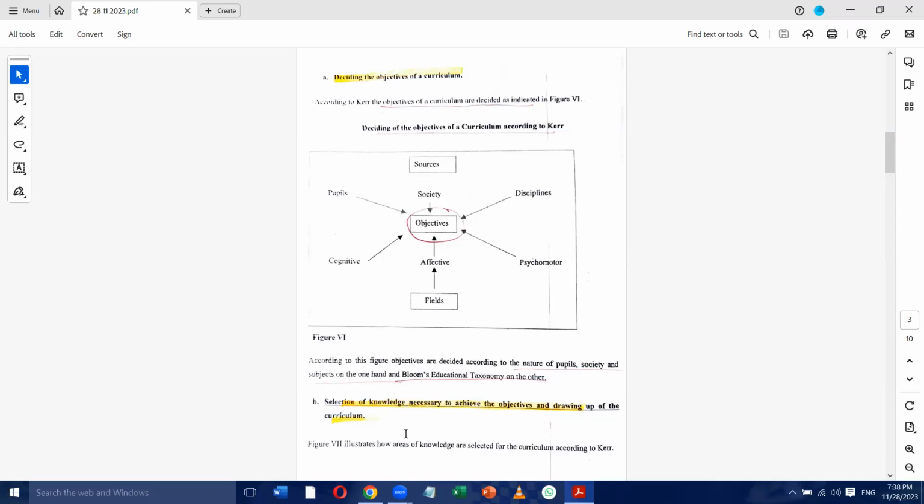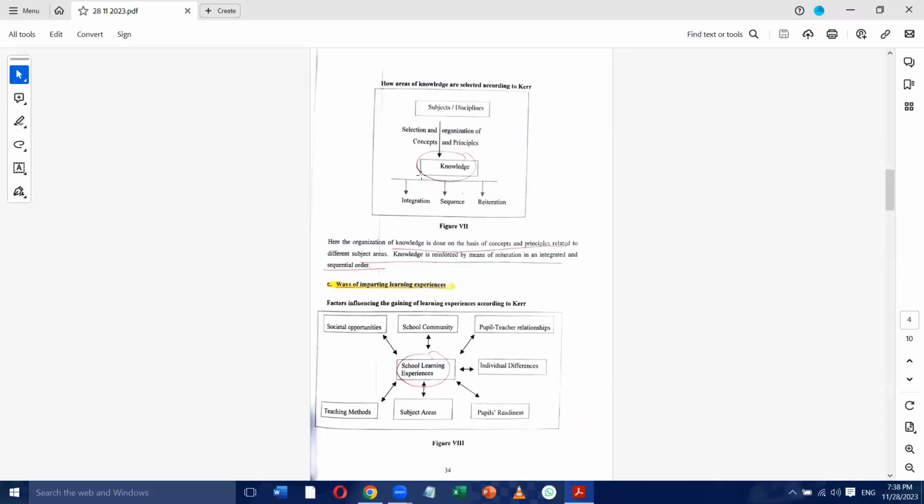So the next one: selection of knowledge necessary to achieve the objectives and drawing up of the curriculum. So you are going to build up the knowledge. What is going to be included on the knowledge side, right? The subjects and the disciplines, or the titles or anything. Selection and organization of concepts and principles that you're going to select, based on what? Integration, sequence, reiteration, right? These things are very important, because they have to be interrelated.